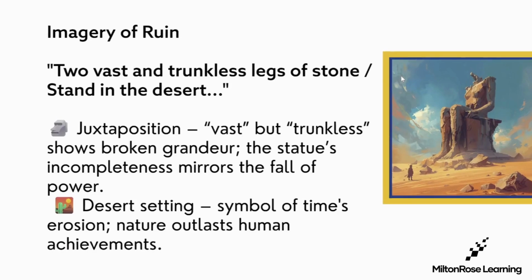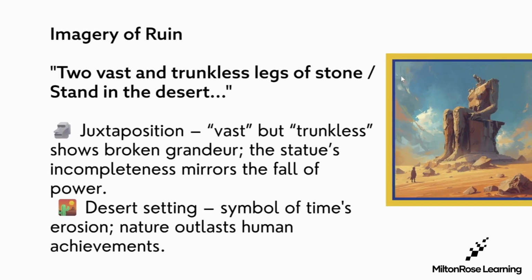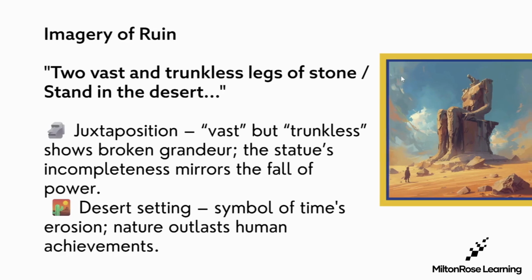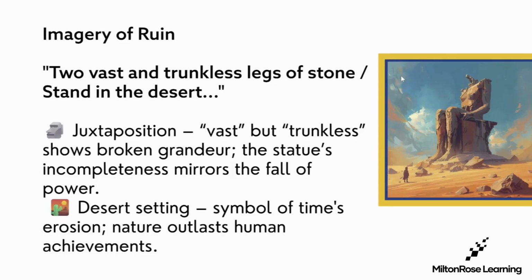Then we have imagery of ruin. A very interesting image there: "Two vast and trunkless legs of stone stand in the desert." So this is a massive statue of Ozymandias, which he ordered built. There's a juxtaposition: vast, meaning very big, but trunkless, meaning it's lost. The statue's lost its torso almost. So it shows broken grandeur. The statue is incomplete, and it mirrors the fall of power of Ozymandias.